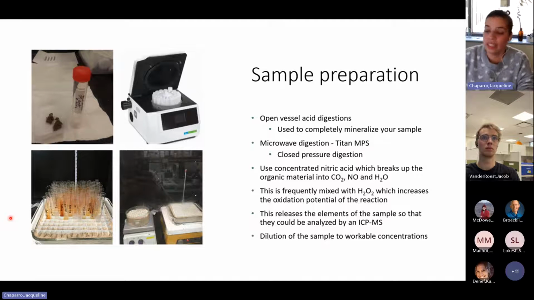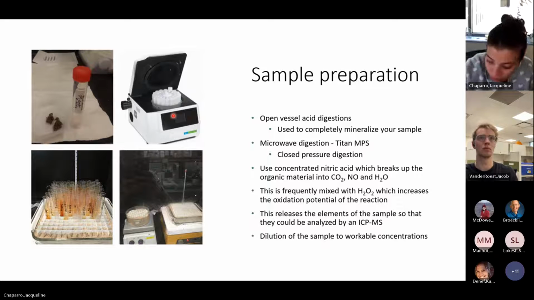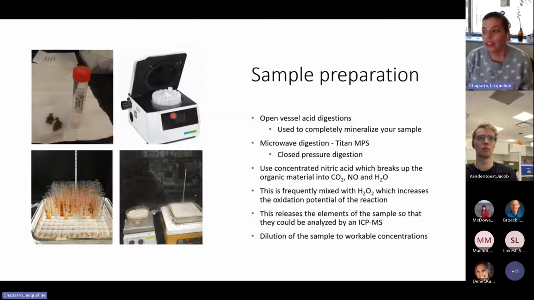The best way to really measure all elements of interest, regardless of whether they are volatile or not, is using a microwave digestion system. It's a closed pressure digestion system. Typically what we use is concentrated nitric acid, which breaks up the organic material into carbon dioxide, nitrous oxide, and water. And so it's breaking everything down into its elemental form.